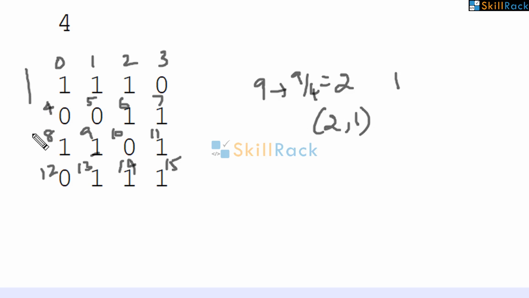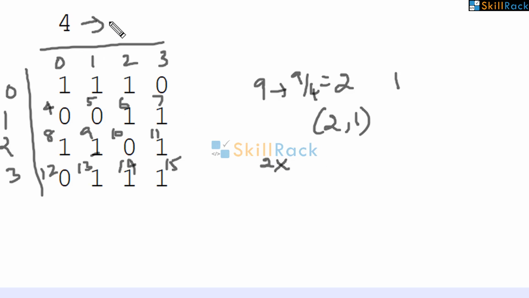So you can verify that also. The row index will be 0, 1, 2, 3, and column index will be 0, 1, 2, 3. So 2, 1 will be 9. Similarly, if they are giving 2, 1, you can say 2 into n. Here n is 4. So 2 into 4 plus that column index value 1 is equal to 9. You can do the reverse calculation also.